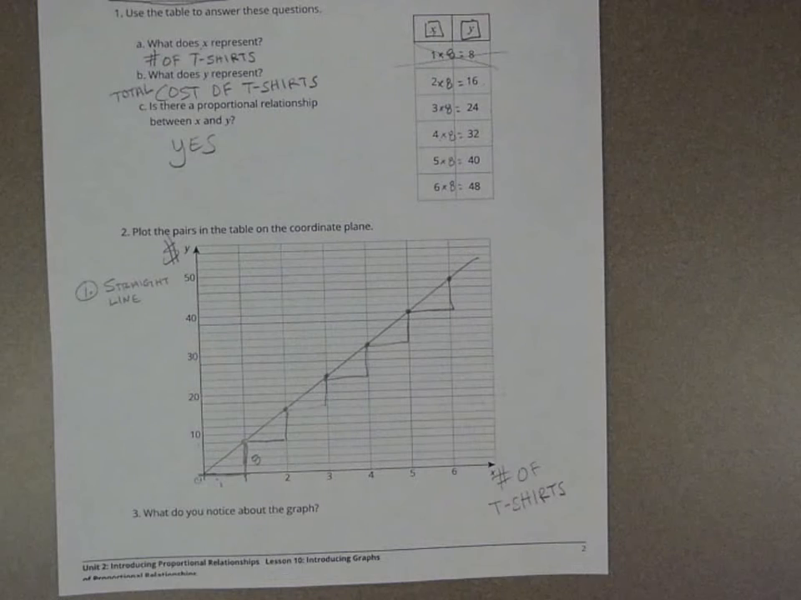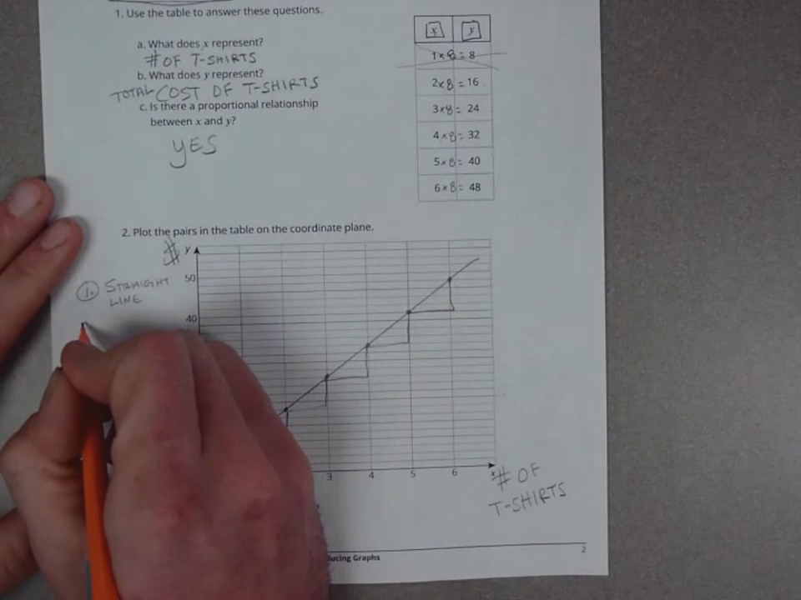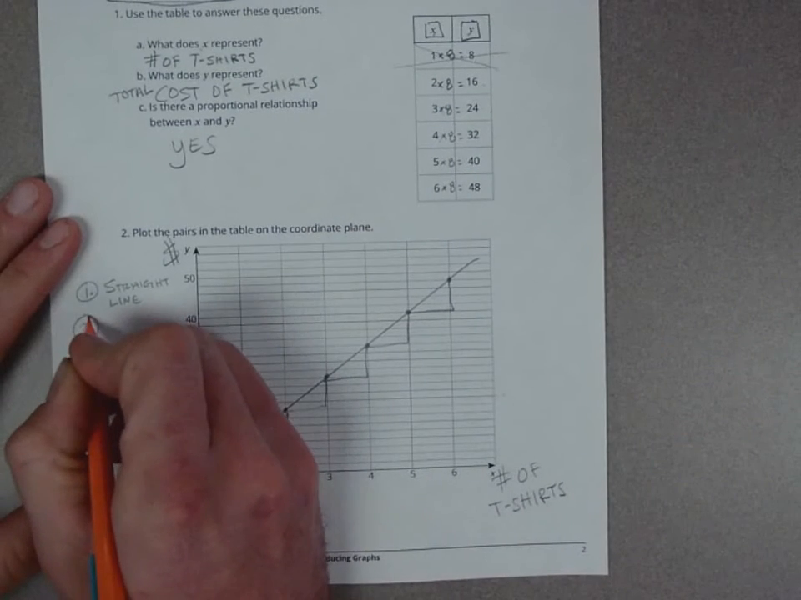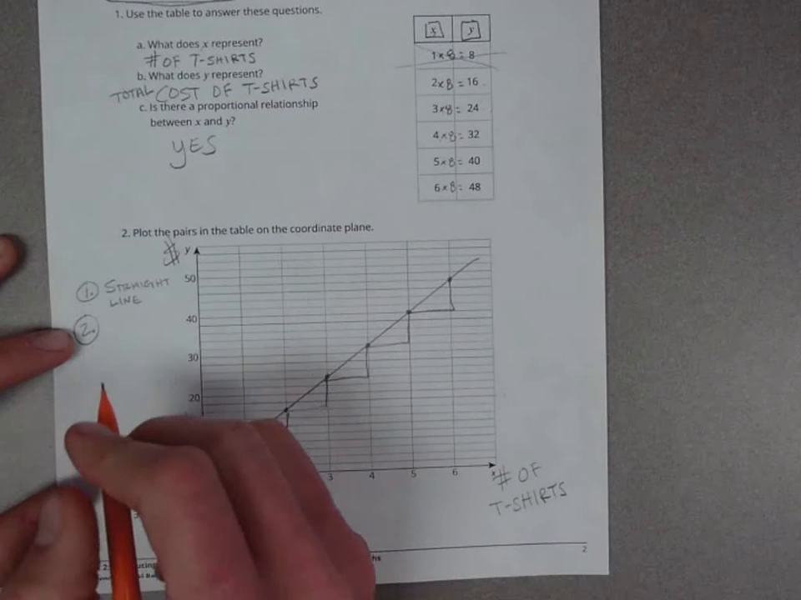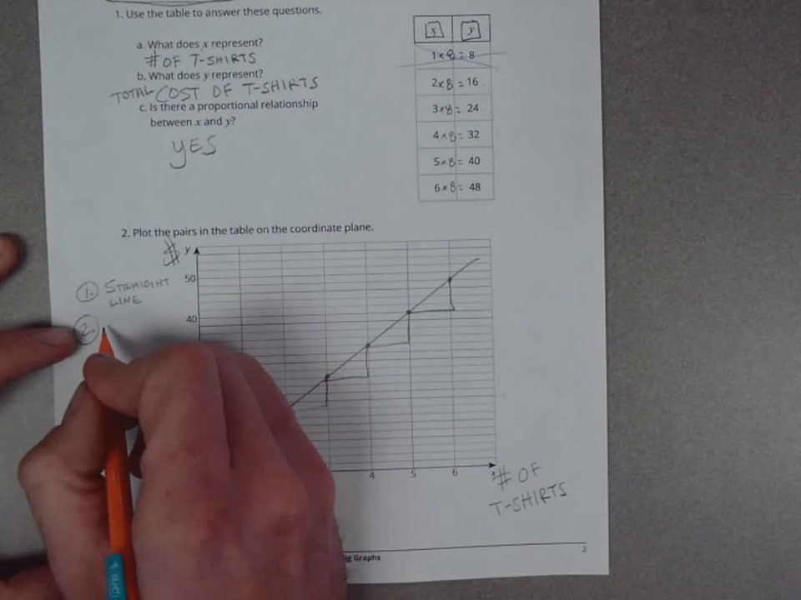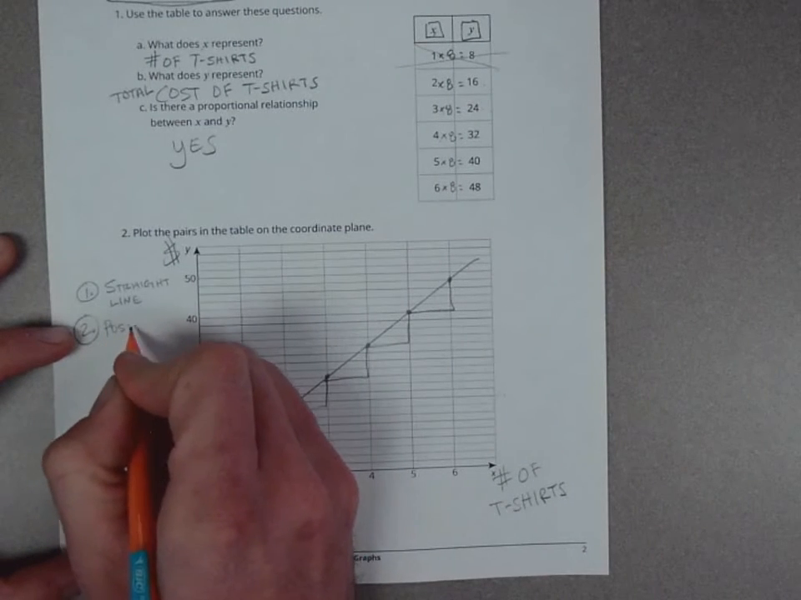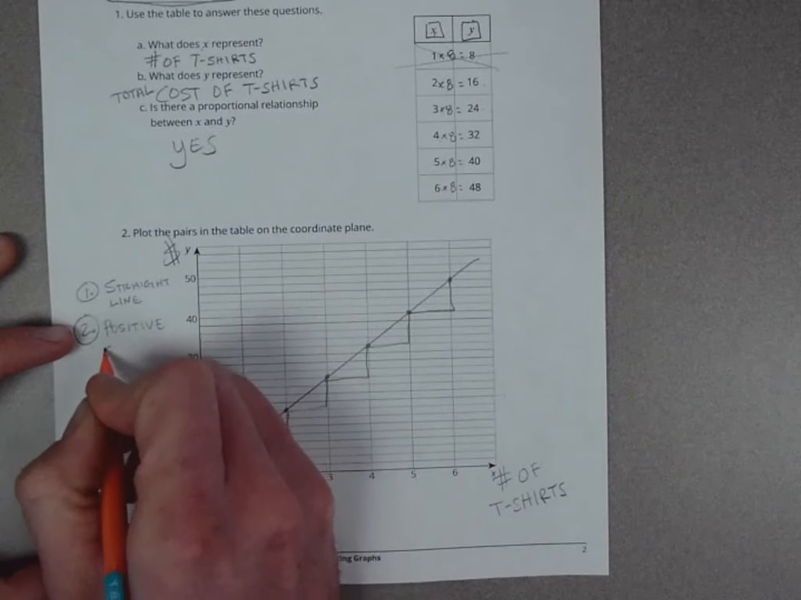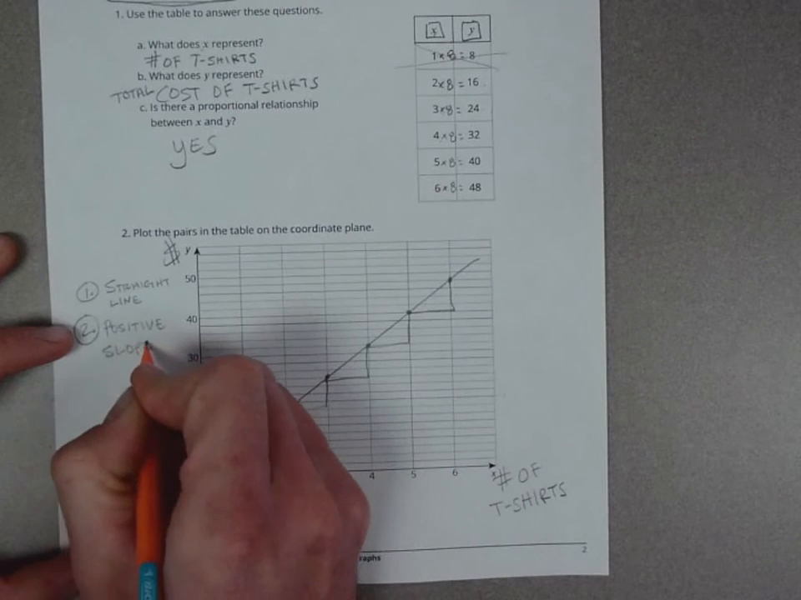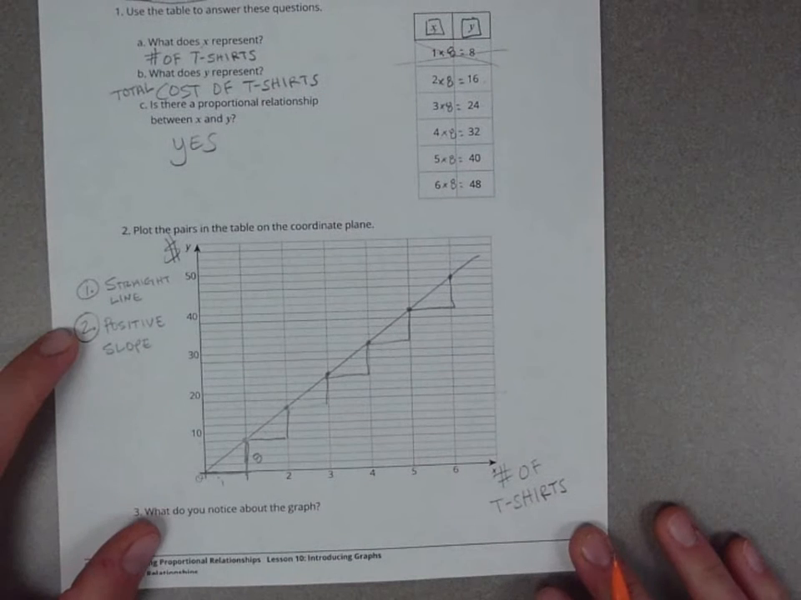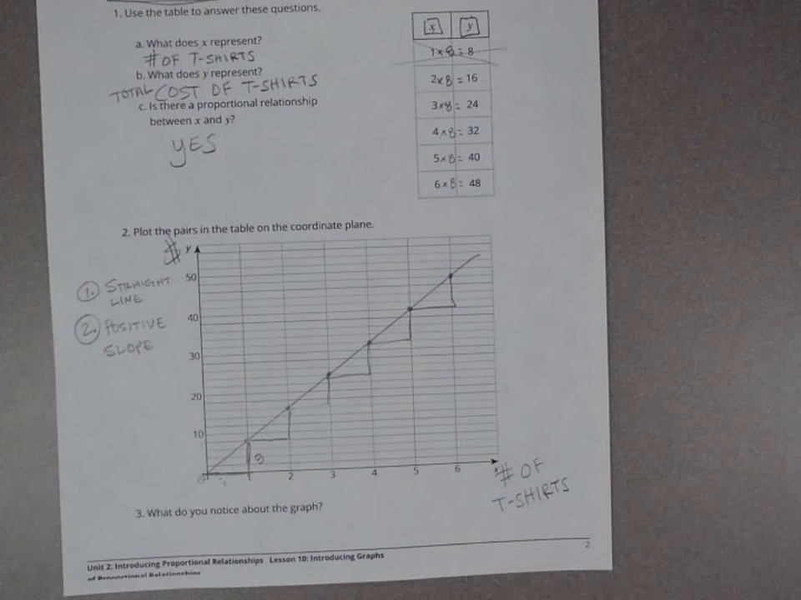So that's the second characteristic. That's very good. So the second characteristic, all proportional relationships, when we graph them, all of the lines that are graphed have a positive slope. All of the proportional relationships are going to have a positive slope. Okay, what else do we notice about this graph? Any other observations you guys made?